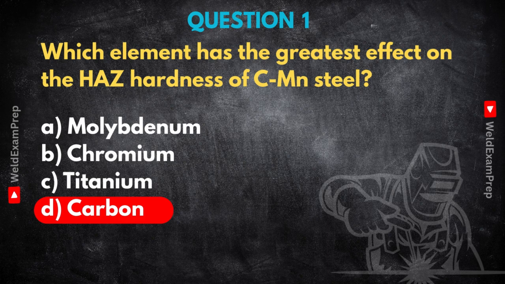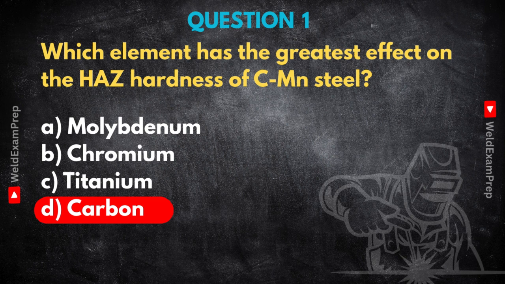Okay, so more carbon means a higher chance of getting that hard, maybe brittle martensite in the HAZ. But practically speaking, how much carbon is too much for these steels? And are there situations where you might actually want that higher hardness, even with the risks? Good question. That gets into the practical trade-offs.